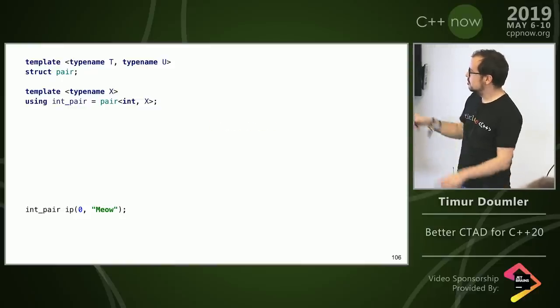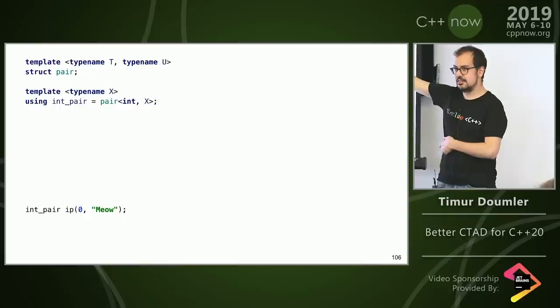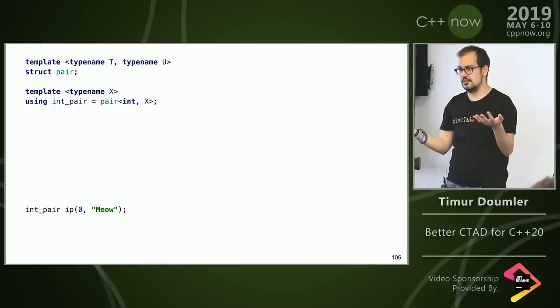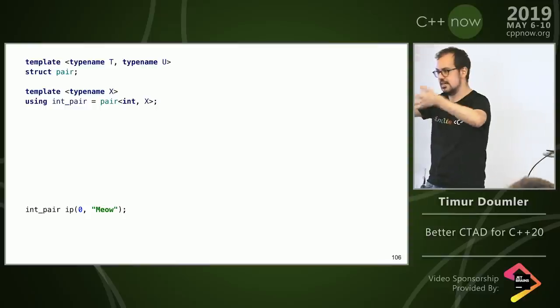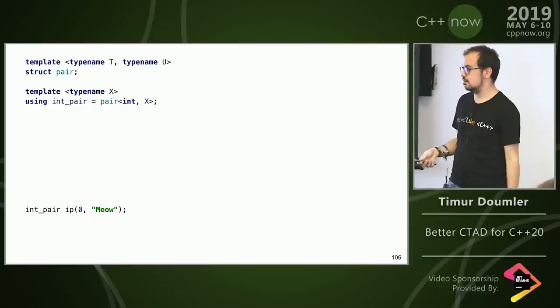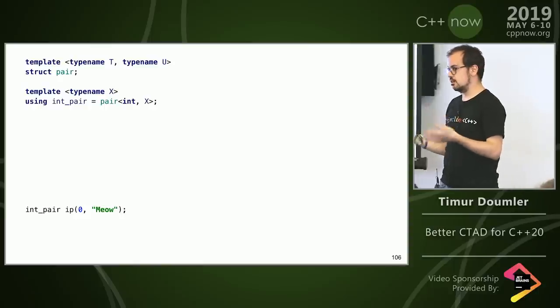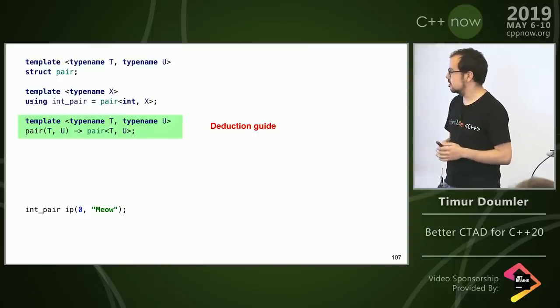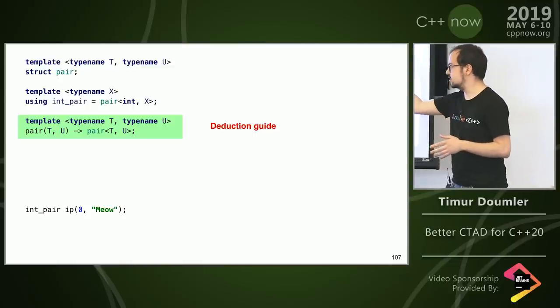First of all, the fact that it's an alias template doesn't change the constructor signatures, and the deduction guide signatures. So we are still looking at the same constructors and the same deduction guides as the normal pair. So we can still find the correct deduction guide, which is this one. This is the deduction guide we're going to be using, just as pair has literally this deduction guide.